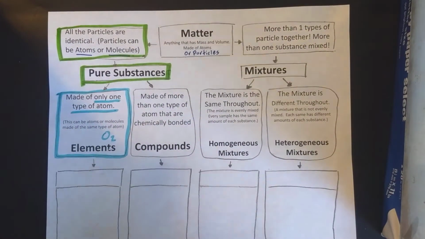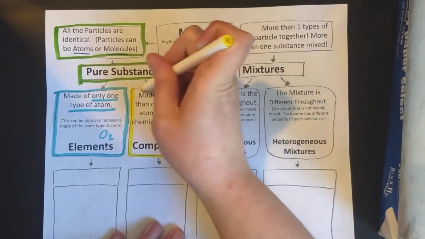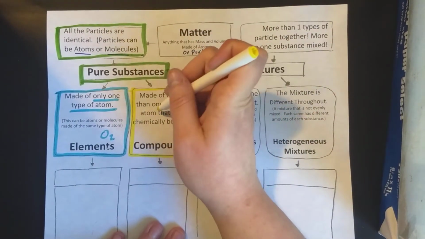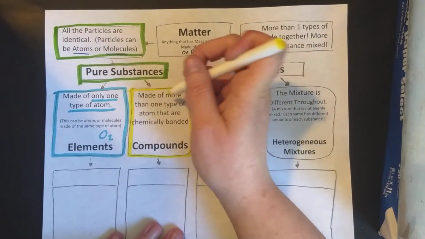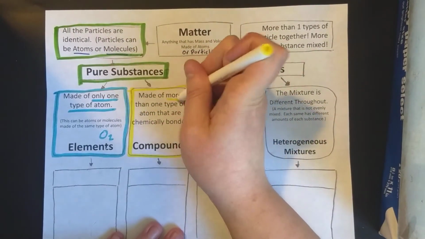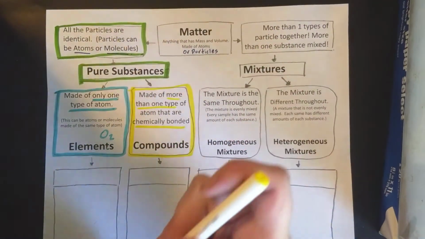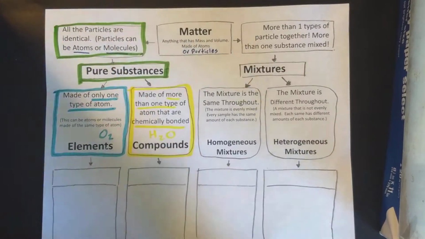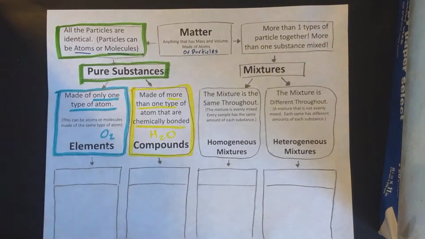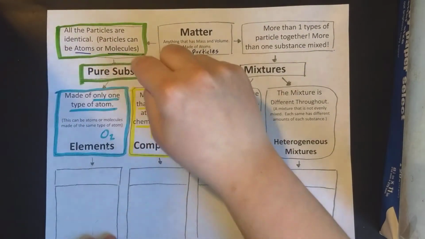Now, compounds, on the other hand, are made of more than one type of atom bonded together. It has to be bonded. If they're just two atoms mixed, that's a mixture. So that's going to be molecules, like H2O. Can you read H2O on there? Yeah. Okay.